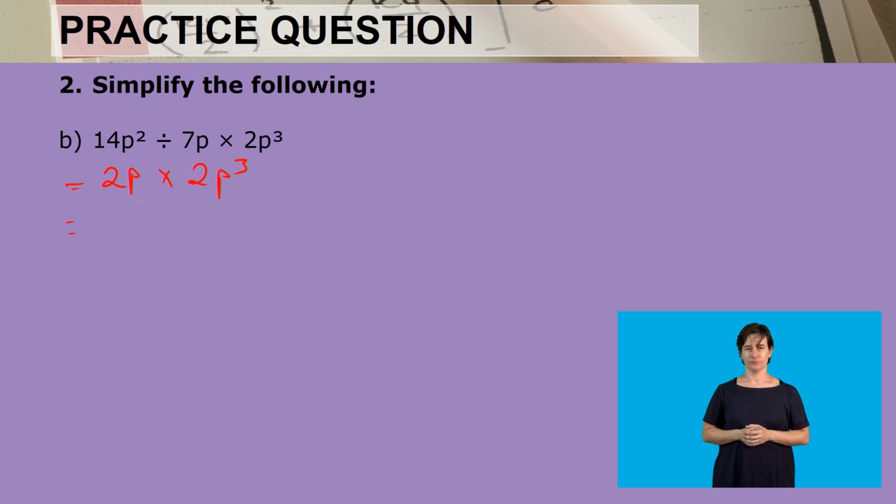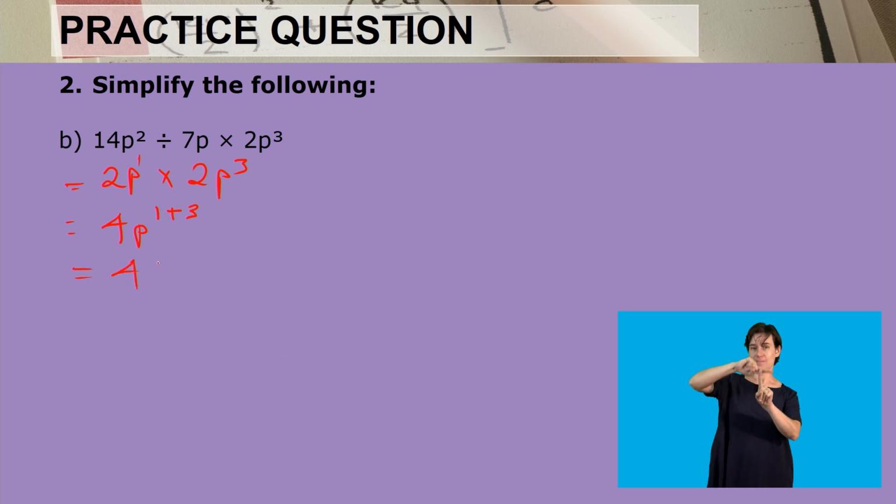And as we do that, now we multiply 2 multiplied by 2, which is 4. Remember when we have p, it has a 1 that we do not write, so it would be exponent 1 plus 3, which gives us 4p to the exponent 4. That is the end of that answer. Let's move on to the next one.